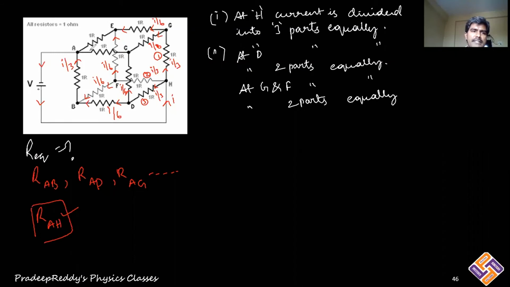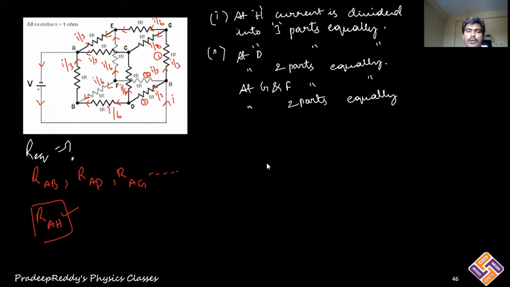Next, to this it becomes I by 3, because I by 6 is coming from D to C, and from G to C I by 6. I by 6 plus I by 6 sums up to give I by 3, and I by 3 current will be flowing from C to A. Next, from E to A, the same I by 3 current comes. That is how current division takes place in different nodes of the circuit.